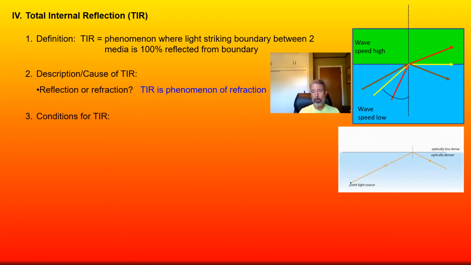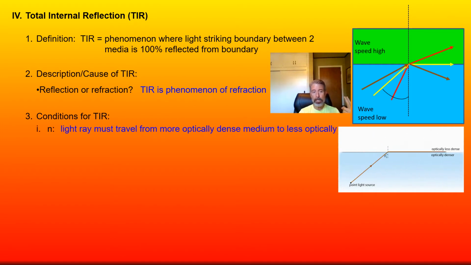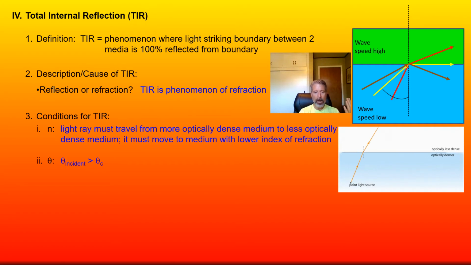What are the conditions that lead to TIR? We kind of mentioned it here, but there's really two. First of all, the light ray must travel from a more optically dense medium to a less optically dense medium. It must travel into a medium with a lower index of refraction so that it speeds up, because as we see, that refracted ray has to bend away from the normal. Total internal reflection could not happen if the reverse were true, if that ray bent towards the normal. And secondly, TIR happens when that angle of incidence is greater than some critical angle. The critical angle I'm showing you here in this diagram is the angle made for this yellow incident ray, where the refracted ray lies right along the boundary, right along the interface.